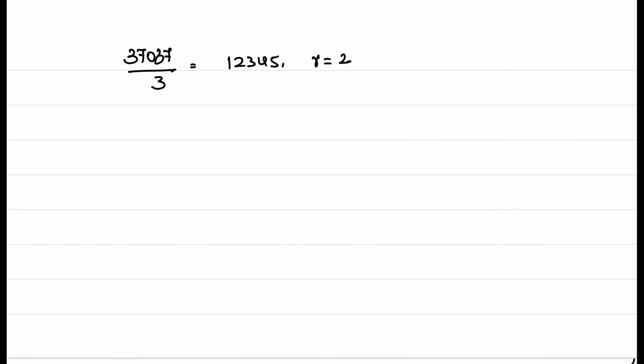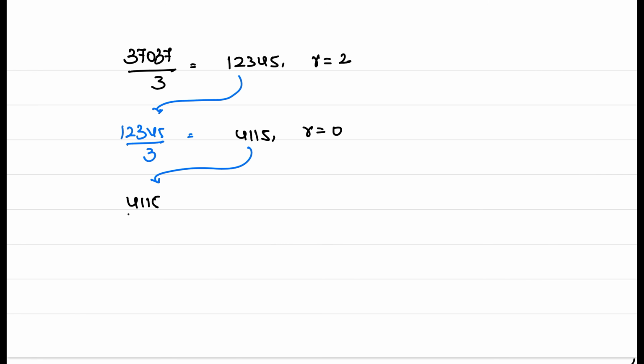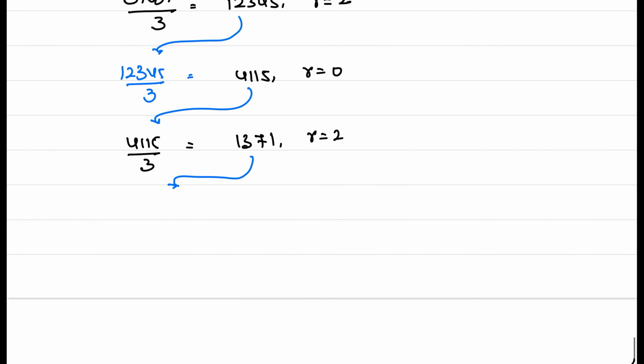Then we will take this value 12345 divided by 3. What will be its value? 4115. Remainder is equal to 0. Then we will take this value and divide by 3. 4115 divided by 3. 1371 and remainder is 2. We will take this 1371 and divide by 3.